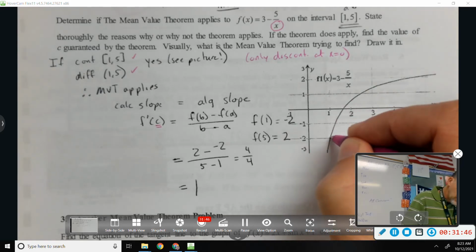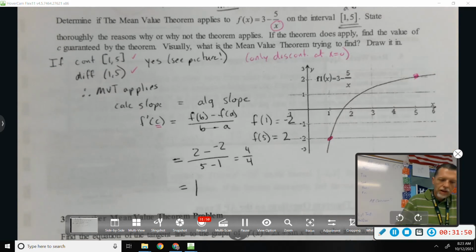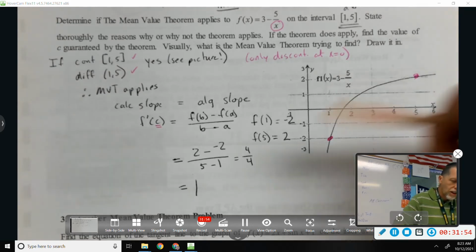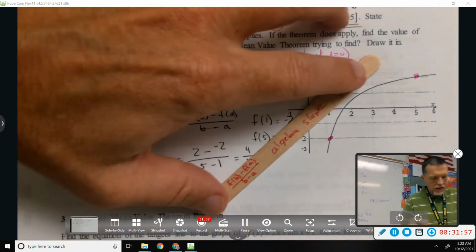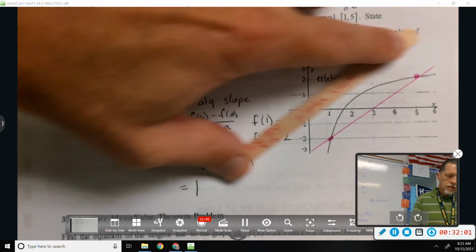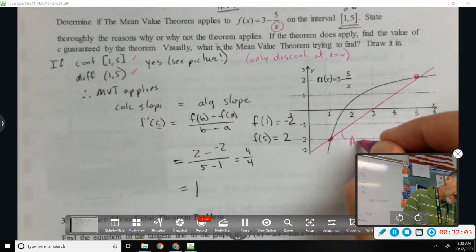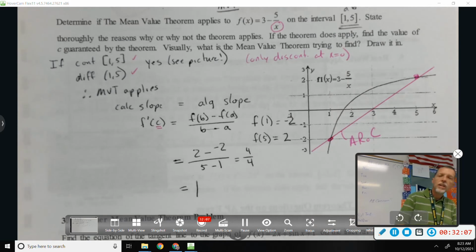In fact, I could have done that with the picture if we'd really been paying attention. There's our algebra slope line. Our average rate of change line is 1. The algebra slope is 1.